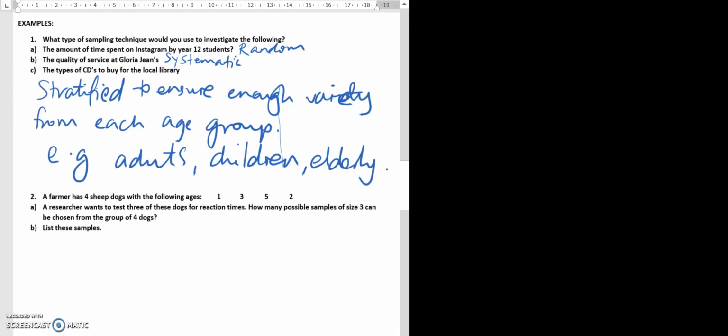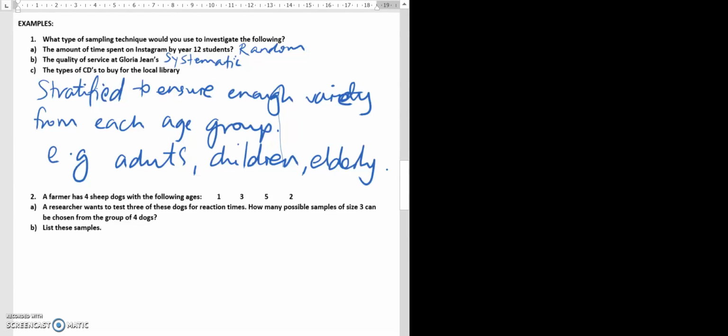Question 2. A farmer has 4 sheepdogs with the following ages. Okay, 1, 3, 5, and 2. It says a researcher wants to test 3 of these dogs for reaction times. How many possible samples of size 3 can be chosen from a group of 4 dogs? And then they want you to write them all down.